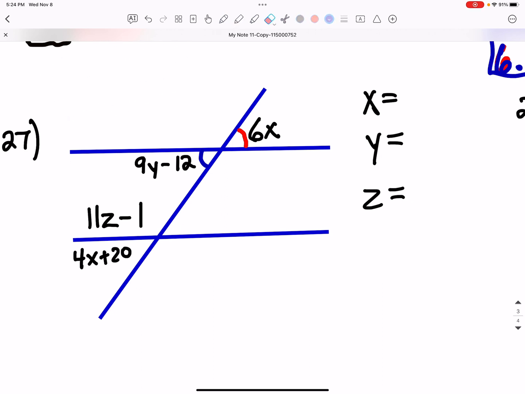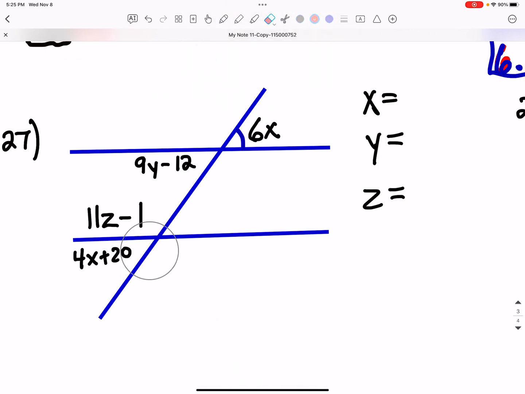So let's see. Is there anything? I know there is no relationship between this blue one and this red one, so they must be supplementary. They must add up to 180. So 6x plus 11z minus 1 equals 180, but there's 2 letters in that. So there's not much I can do.